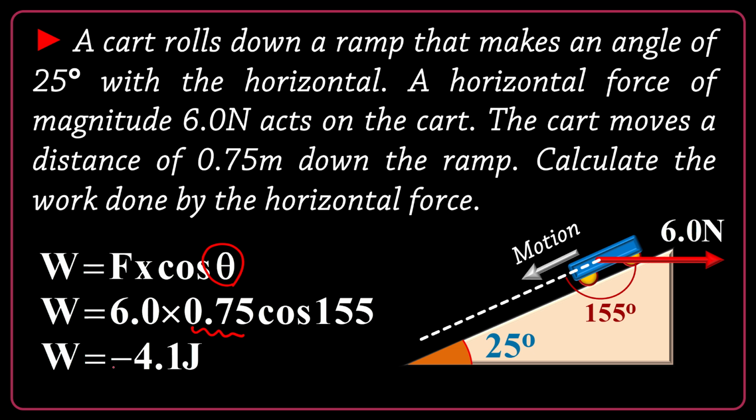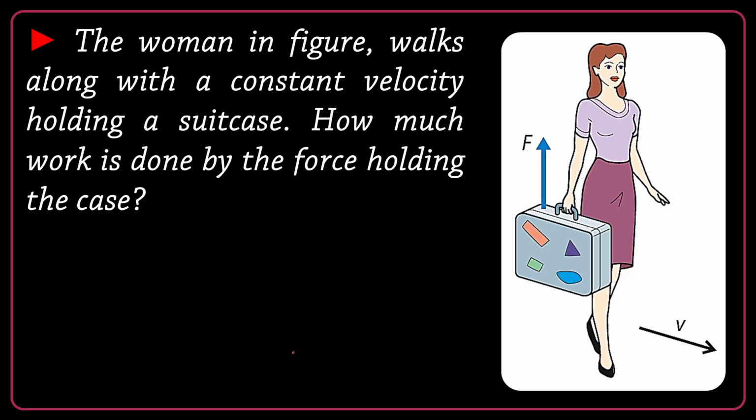There is a very interesting feature. When the cosine of theta is negative, the work done also is negative. So for obtuse angles, when the force and the displacement make an obtuse angle, the work done is negative.